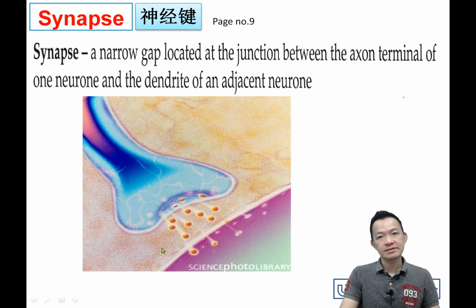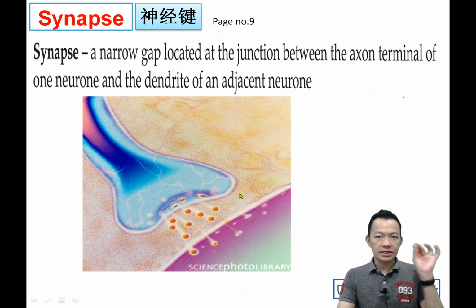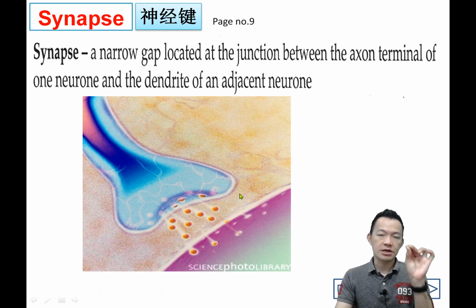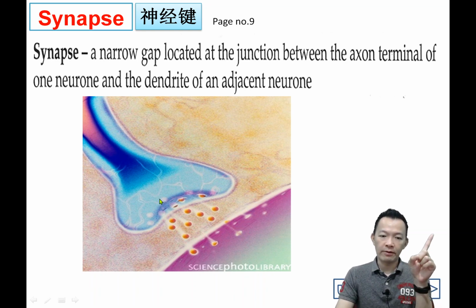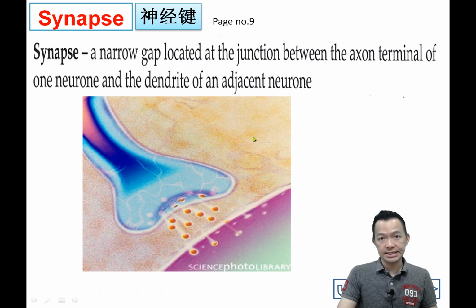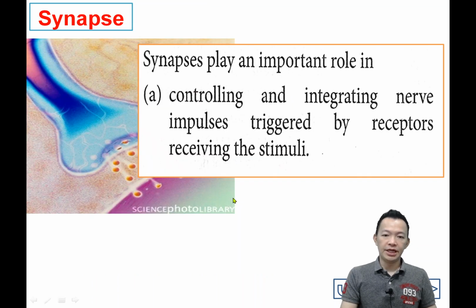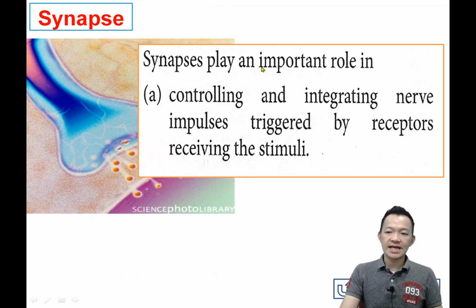这个缝呢就叫 synapse. Okay. So the transmission of impulses from one neuron to another neuron must pass through the synapse. 它一定要经过这个缝，就叫 synapse 神经间。So what is the function of this synapse? Or why are there gaps? 为什么有这个缝呢？拿来做什么的呢？Your textbook gives the sentence like this.